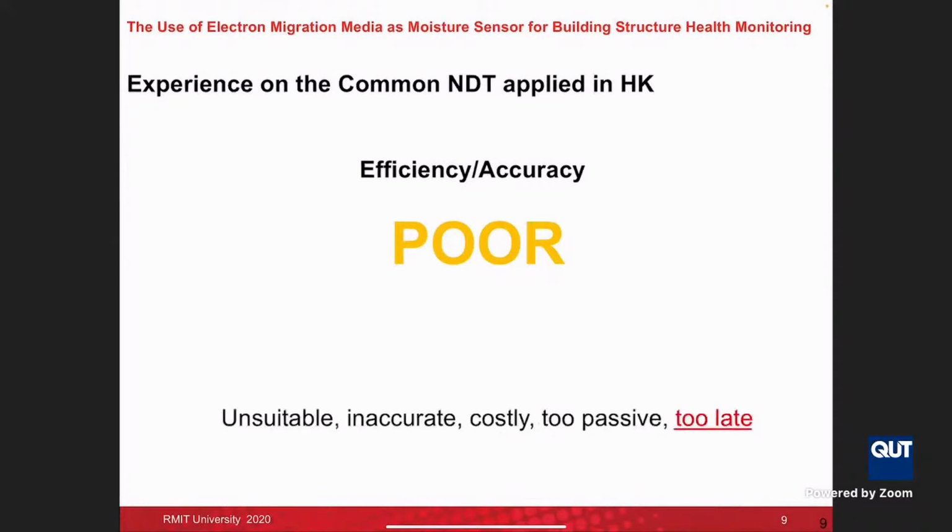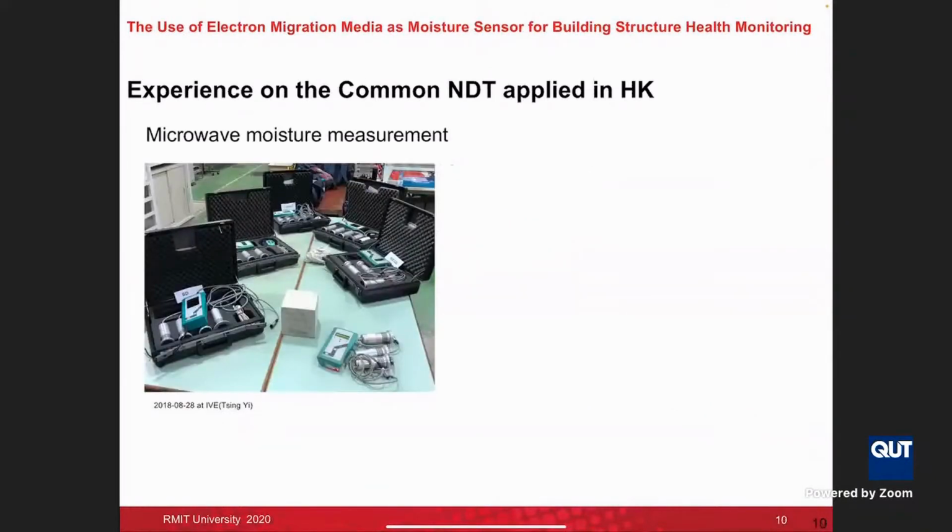And also we found that all these methods are unsuitable, inaccurate, and costly, and too passive. In other words, it's too late. We can refer to the previous picture: we found that there is water seepage or even concrete spalling, and then we send an engineer to the building to try to identify the source of water, but it's too late because the building has deteriorated. There is concrete spalling and the reinforcement is corroded. It's too late. Is there any method that is smarter?